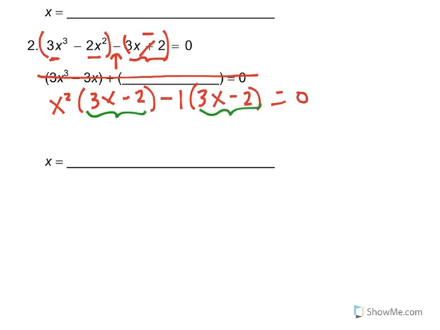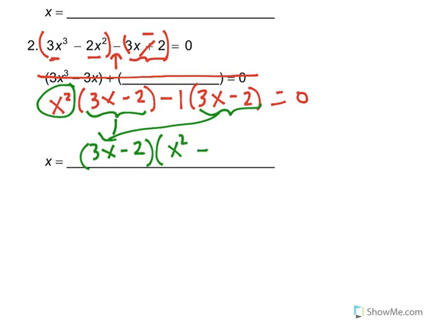So therefore, we're going to use distributive property to pull out the common term. Again, we're going to pull out both of them. And it will be 3x minus 2. And then what is left after you factor that out is x squared minus 1. And set that equal to 0.